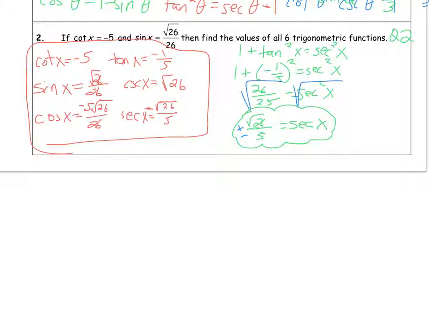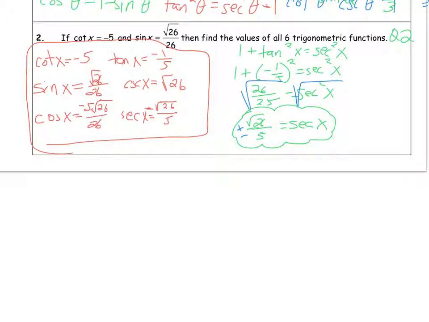If you think about that, it makes perfect sense. Positive square root of 26 over 5 times itself would give you the radical 26 over 25, as would a negative square root over 5 times the negative square root of 26 over 5. You would get the exact same value. In our problem, in our red box, the only one I was interested in was the negative value. Since I was in quadrant 2, cosine has to be negative, and therefore so does secant.